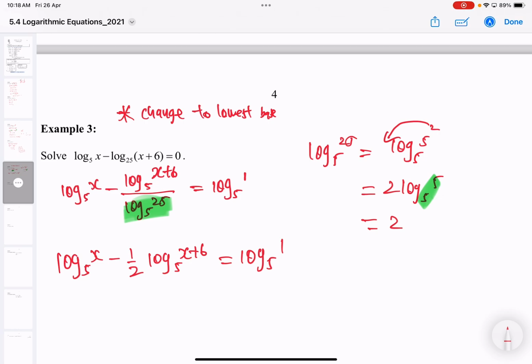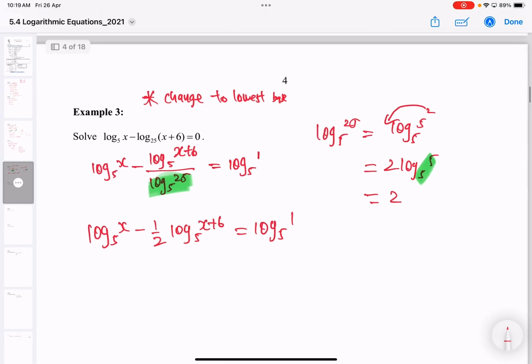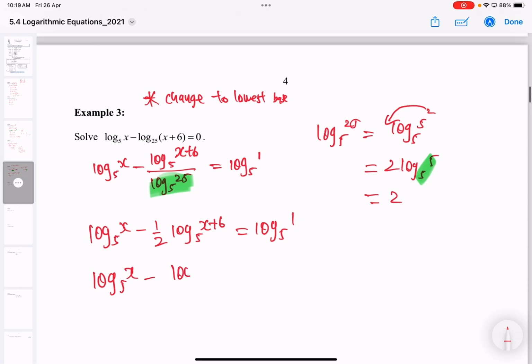Now, before I can combine these two together, I need to bring this up. Right? I need to bring this up over here. Yes, it's a square root, but I don't want to leave it as a square root. I'll just leave it as an index. (x plus 6) raised to the power of half is log 5 1.